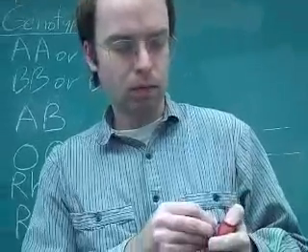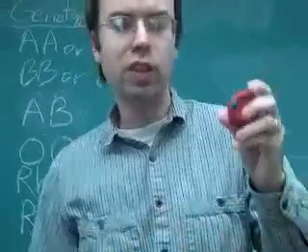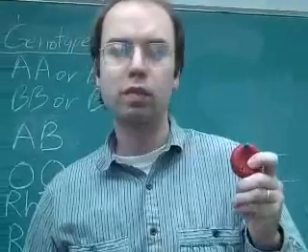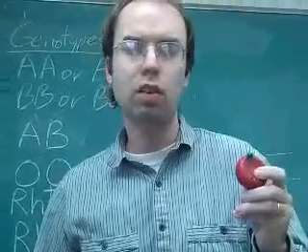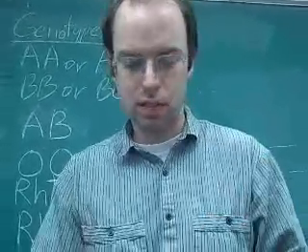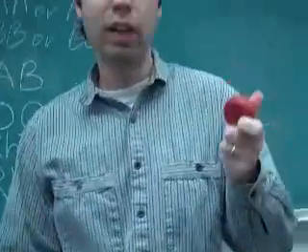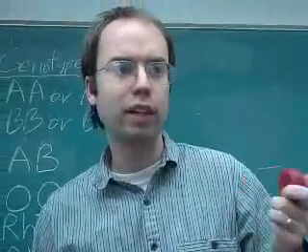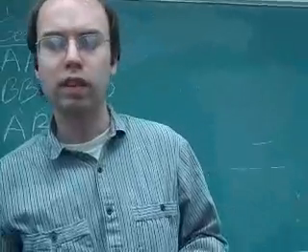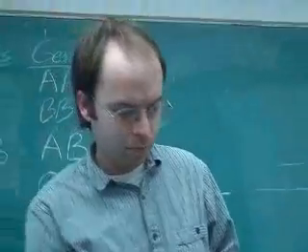So if you have Rh antigens, your blood type is positive, whether it's A positive or B positive or O positive or AB positive. If you have no antigens, your blood type is negative, whether it's A negative, B negative, or O negative. So let's look at an example.